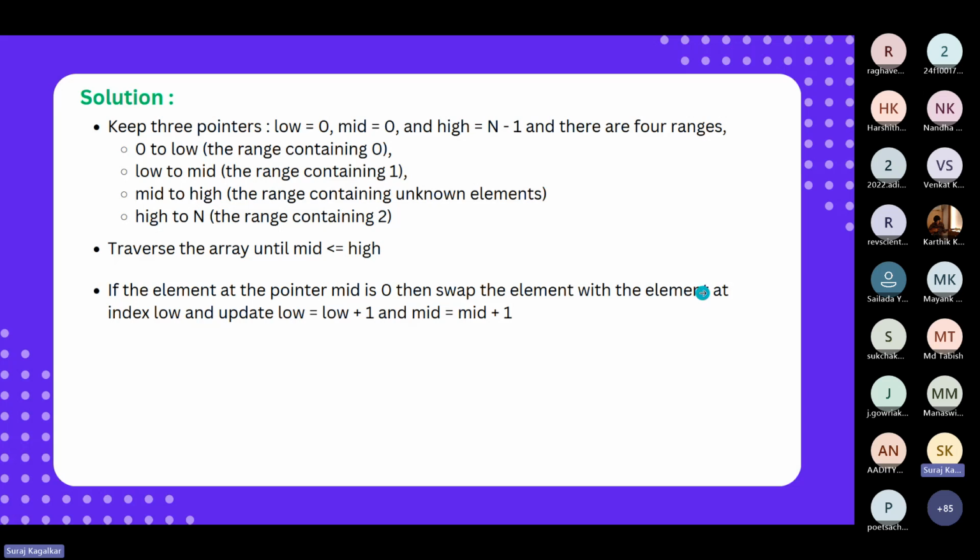So let's pay attention here. If the element at pointer mid is 0, then swap the element with the element at index low. That is essentially a pointer low, and update low and mid by incrementing them by 1. Okay, cool. Now, what if the element at mid is 1? We don't do anything. We just update mid.